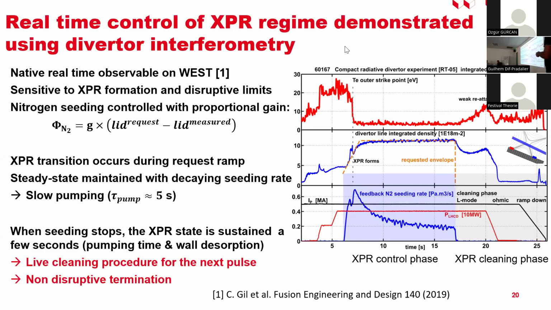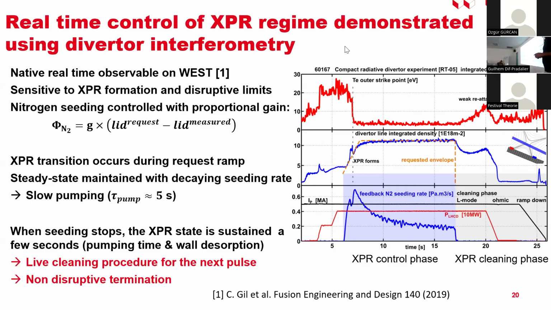Then we can stop the seeding and the system slowly evacuates the nitrogen by the pump. And we can eventually finish the discharge with no disruption. That's nice. Okay, so we have something that works for WEST. We are progressing on optimizing this control and optimizing the performance of this scenario. Now you see that the dynamic here, the gas we inject does not stay constant across the steady state plasma phase because the pumping is slow in WEST, so things evolve. The gas flow you have to inject evolves in time, even though the plasma is in steady state.